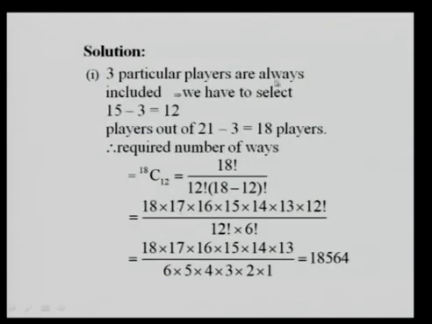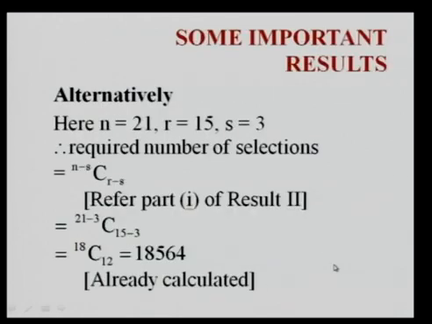3 particular players always included means we have to select 15 minus 3, that is 12 players, out of the remaining 18 players, because 3 have already been selected. So the required number of ways is 18C12. After solving this, we have 18,564. And if we apply the result that we discussed, here the value of n is 21, r is 15, s is 3, and after applying this result we get the same result.